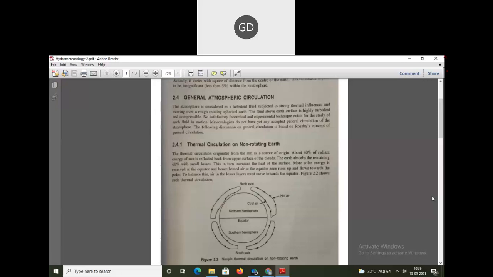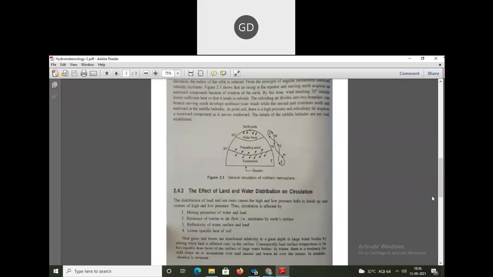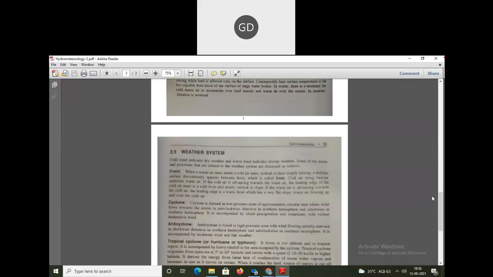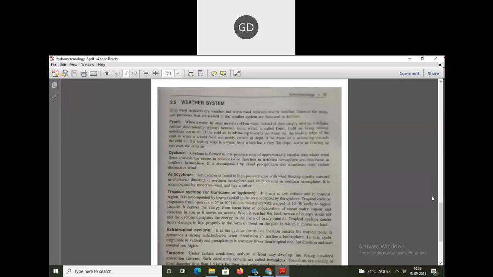Okay, next we come to the weather system. There are some terms, terminologies and processes related to the weather system that you have to know. There are many weather systems. Number one is the front. So what is a front? A front is when there is a warm air mass and there is also a cold air mass.